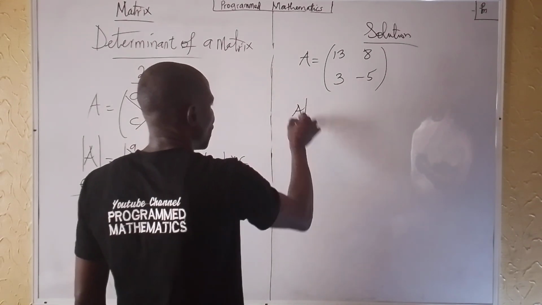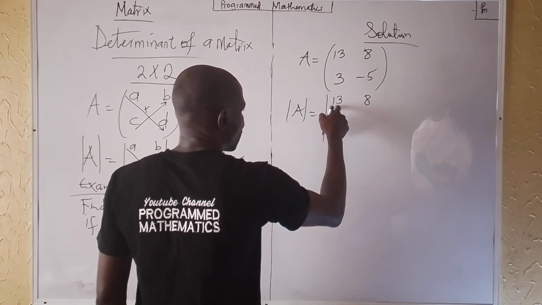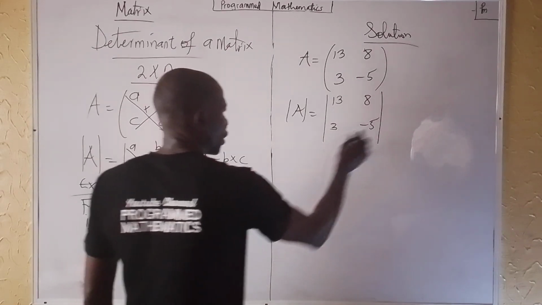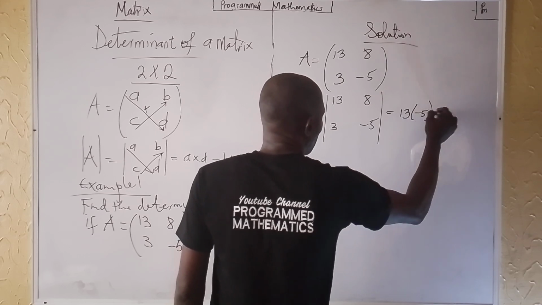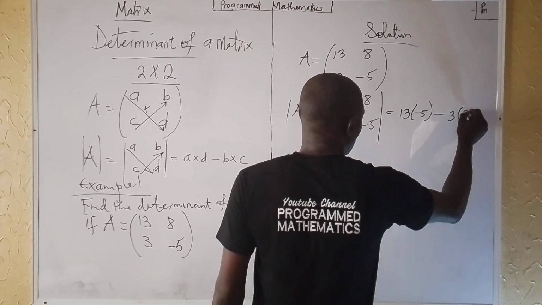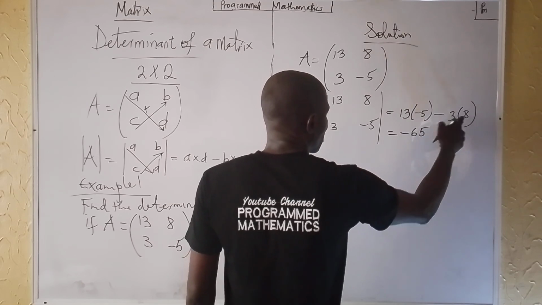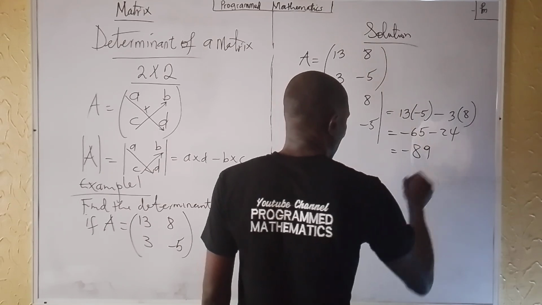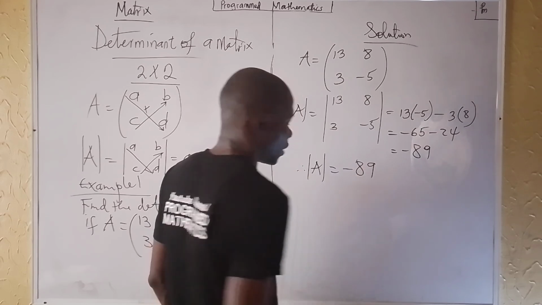So for the determinant of matrix A, we replace this with 13, 8, 3, minus 5. And this will be equal to 13 times minus 5, minus 3 times 8. 13 times minus 5 is minus 65. 3 times 8 is 24. So together here we have minus 89. So the determinant of matrix A in this case is minus 89.